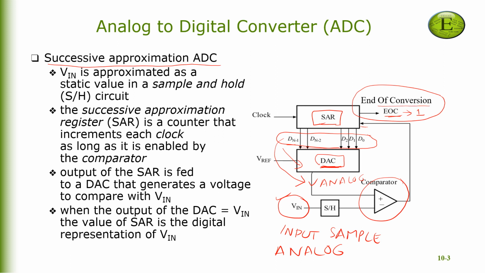But if they are not close enough, then the whole process repeats and it takes multiple cycles, but not more than n cycles. So within n cycles, the successive approximation analog to digital converter should be able to convert the input analog voltage sample to the output. So here is the output, which is an n-bit digital output. It's an n-bit digital number.